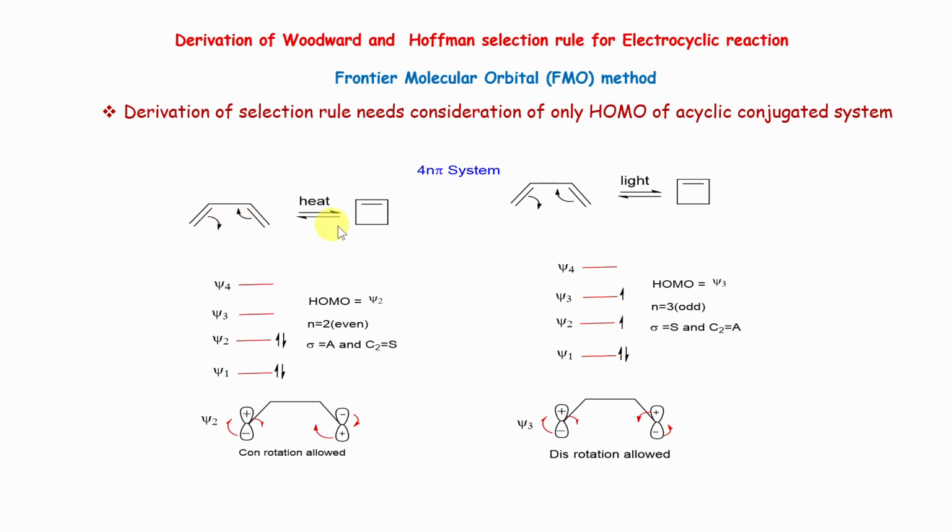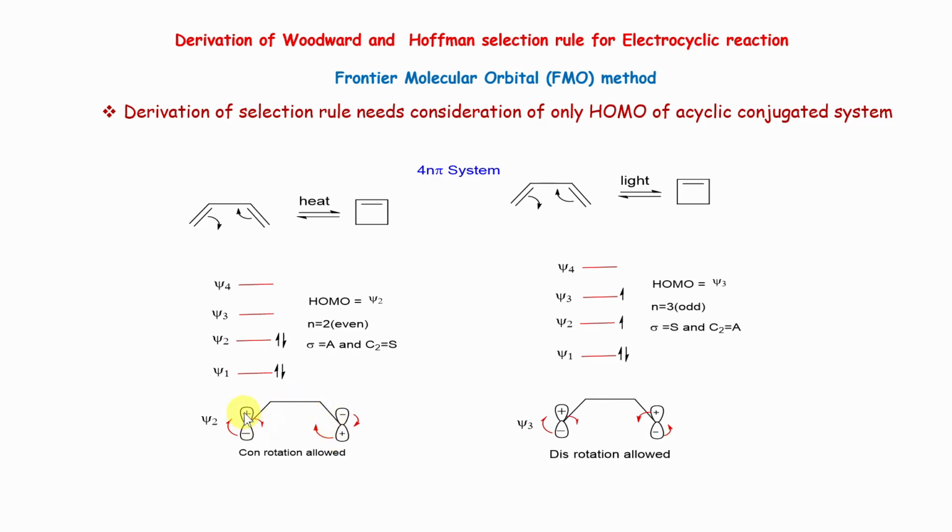On heating, ring closure takes place to form cyclobutene. Here we are considering the HOMO in the ground state of butadiene, that is ψ2. Here n is equal to 2, an even number. So the ψ2 orbital is antisymmetric with respect to the mirror plane and symmetric with respect to the C2 axis. See, it is the ψ2 molecular orbital.